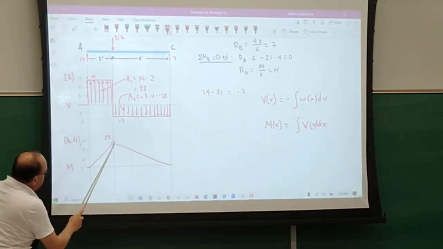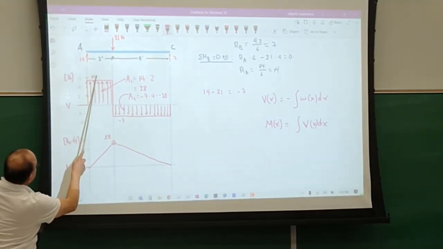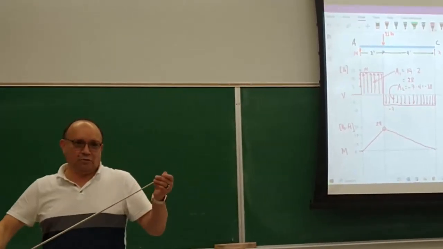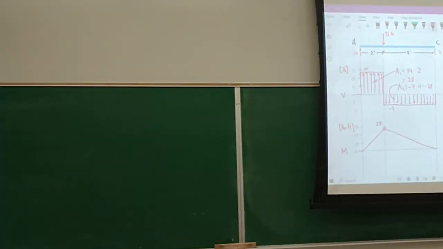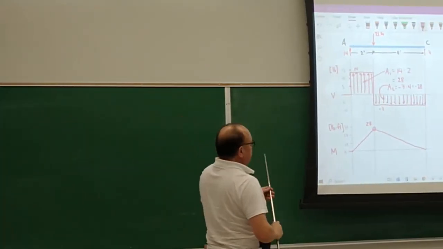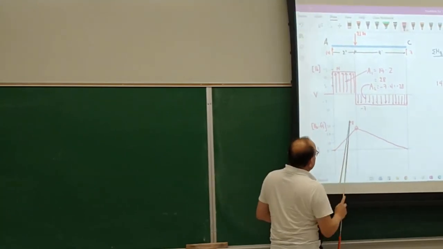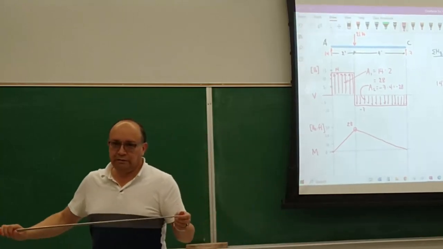What is 28 divided by 2? 14. That's this number here. So that will help you do the diagrams also. But if you just follow the arrows, you get it. But that will help you to see if you are doing things right. The value here is the slope here. The value here is the slope here. All right, that's it. Can go home.